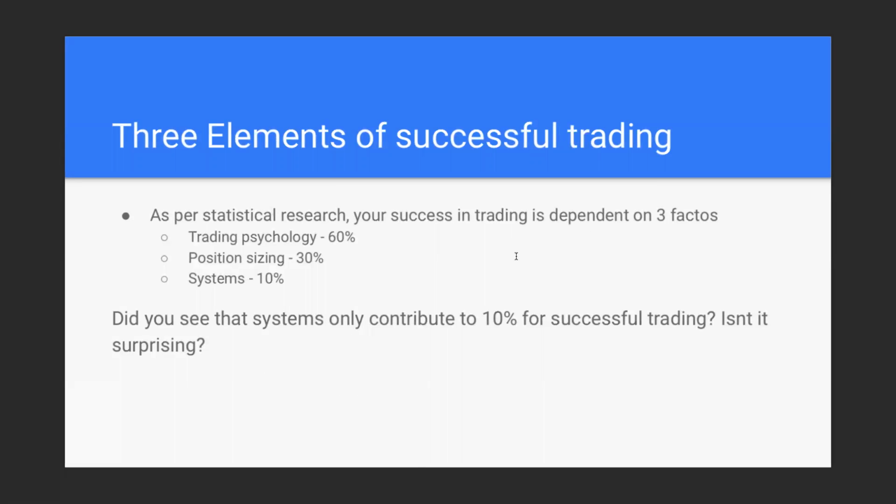So what are the three elements of successful trading, guys? As per the statistical research, your success in trading is dependent on three factors, okay? Sorry, I have a typo here. So number one is trading psychology. Trading psychology is 60%, guys. That means even if you don't know anything about trading, you don't know any market, you don't know any trading strategy, you don't know anything.